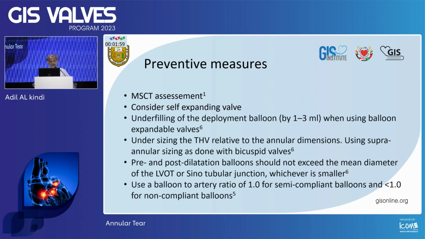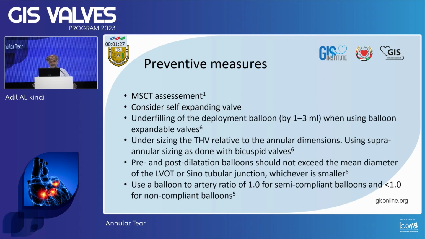How to prevent this? It's very, very important that you plan your case by cardiac CT pre-op, considering all variables, calcification, and the size of the valve. Underfill the balloon by 1 to 2 cc's when using balloon expandable valves for high-risk cases. In these cases, we did not reduce the volume because the size was only less than 3% or 4% over inflation, so we didn't think that it was going to be a risk.